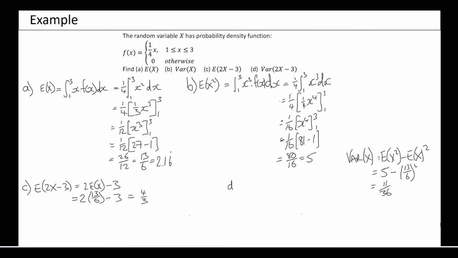The variance of 2x minus 3, we can always ignore adding and subtracting with the variance. So this is the same as the variance of 2x. We're going to bring out the coefficient of x and square it. So 2 squared variance of x, which is going to leave us with 4 times 11 over 36. 4 times 11 over 36 is 11 over 9.